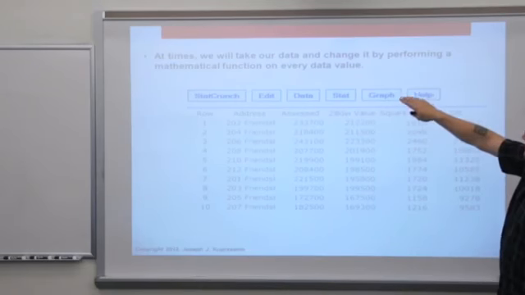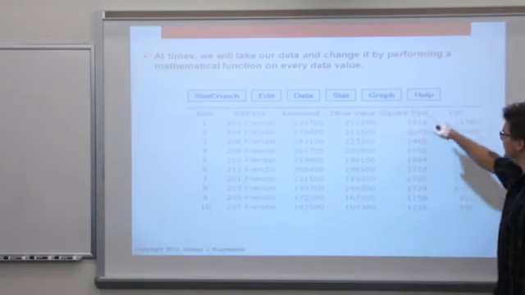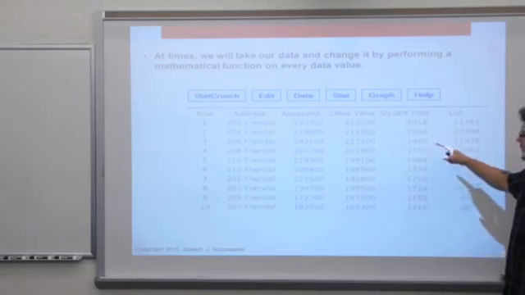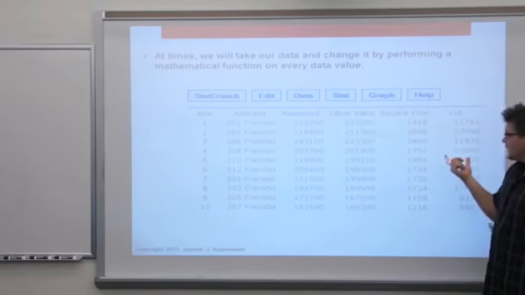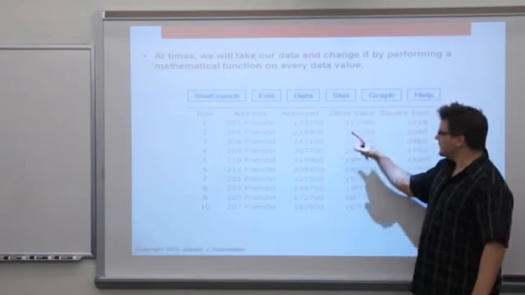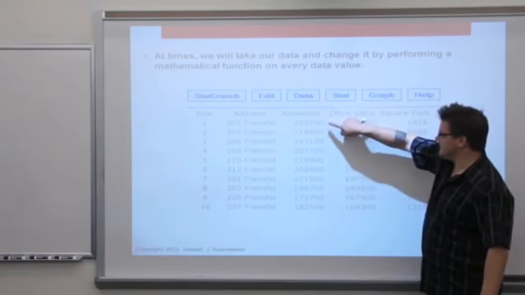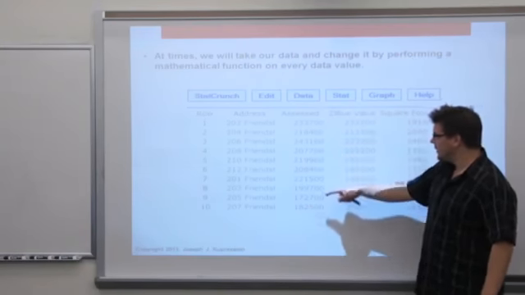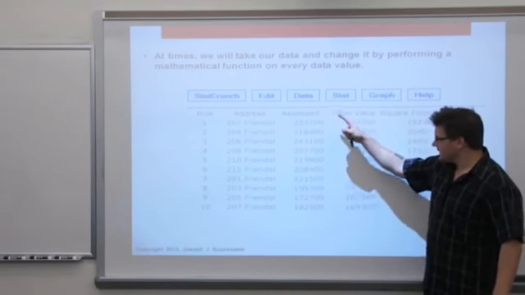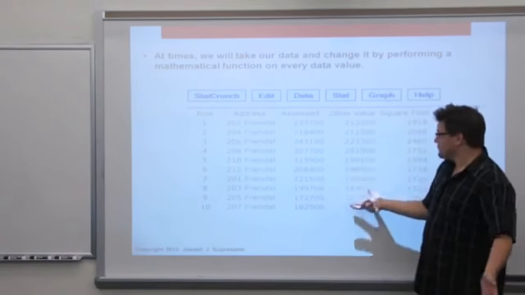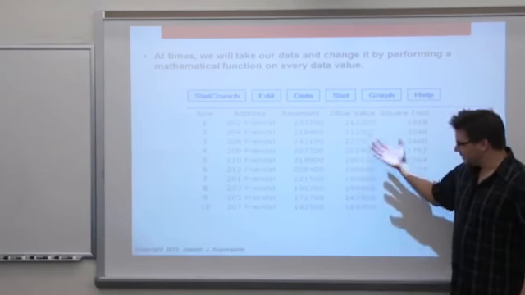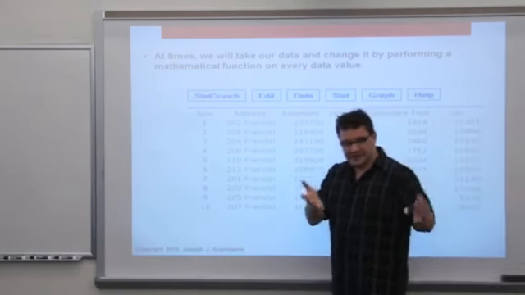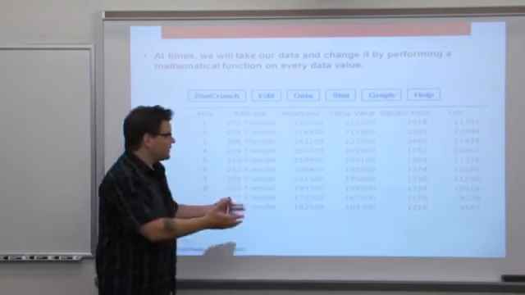And at times, we'll take our data, here's our data, and we'll change it. We'll apply a mathematical function to every data value. So I'm not sure why we would do this, but I could add 10 to every assessed value, or I could multiply every assessed value by 1.1, for example. Okay, and so that's what we mean. At times we'll need to change our data. What happens to the summary statistics if we do that?